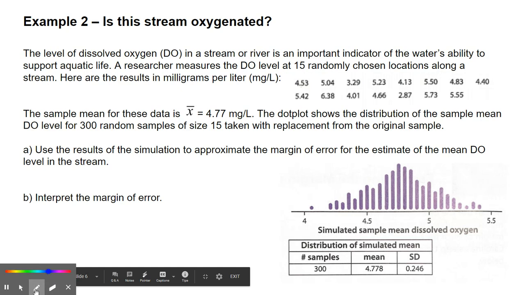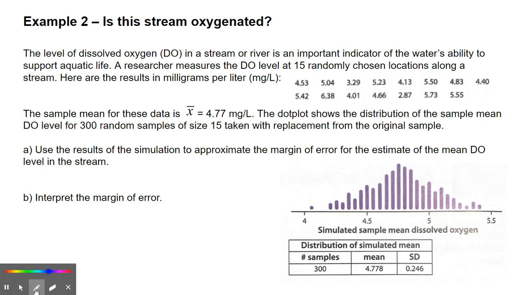Okay, so here we go. Example 2 is the stream oxygenated. The level of dissolved oxygen, DO, in a stream or river is an important indicator of the water's ability to support aquatic life. A researcher measures the DO level at 15 randomly chosen locations along a stream. Here are the results in milligrams per liter. So there are your 15 values.